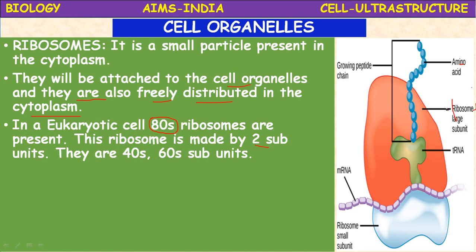They are the smallest unit and the largest unit. It is made up of two units. The ribosome is made up of two subunits. They are 40S and 60S subunits: a small subunit of the ribosome and the large subunit of the ribosome.